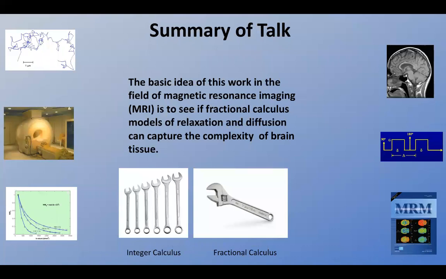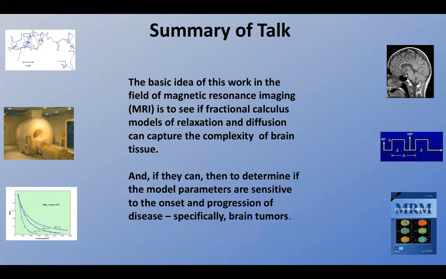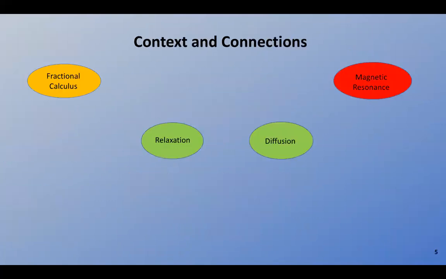For this talk, the basic idea is that this work is in the field of magnetic resonance imaging, and it is to see if fractional calculus models of relaxation and diffusion can capture the complexity of brain tissue. The hope is that the adjustable order in fractional calculus, as opposed to the integer order operators, might give us some additional modeling and fitting parameters. If we can establish a connection between these parameters and the brain tissue complexity, then we'd also like to see if they are sensitive to the onset and progression of disease, specifically brain tumors. So that's the synopsis. Let's get to it.